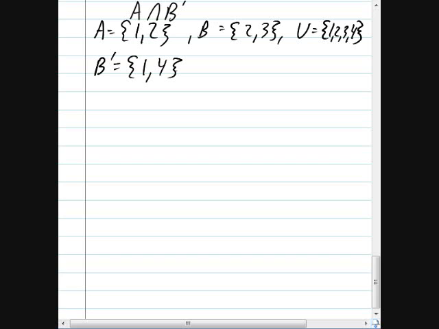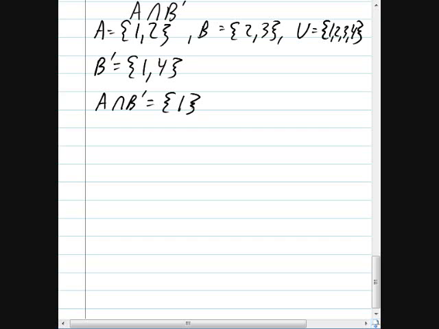So now A intersect B complement is the set of all things that they share in common. It's the things that are in A and in B complement. The only thing they share in common in this example is the element 1. So A intersect B complement is {1}.